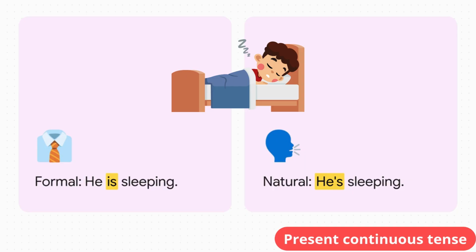But in a real conversation, we can make this sound even more natural. And we do that with something you use all the time, contractions. Instead of that formal, he is sleeping, you're almost always going to hear, he's sleeping. Or you are becomes you're. It's a tiny change, but it makes a huge difference in how fluent you sound.